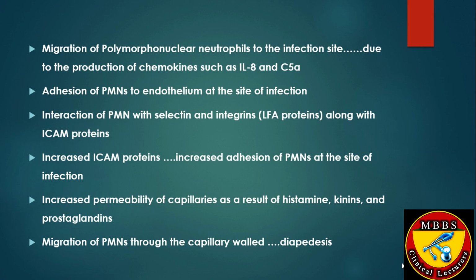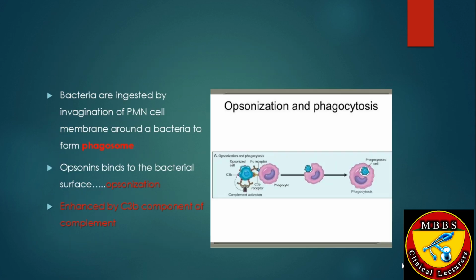As I have told you, due to the increase in ICAM protein production, there is increased adhesion of PMNs at the site of infection. And there is also an increase in the permeability of the capillaries, due to the release of several histamines, bradykinins, and prostaglandins, which allow the PMNs to move through the capillary wall so that they can reach and track the bacteria. This migration of PMNs through the capillary wall is known as diapedesis. Okay, now the migration has taken place, and the PMNs have reached the site of infection.